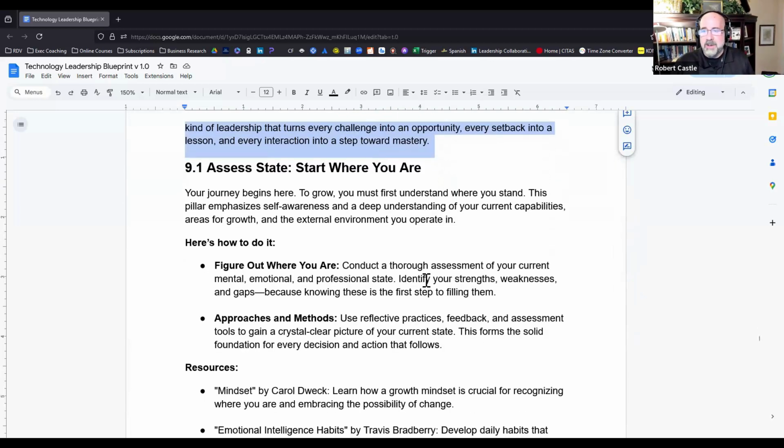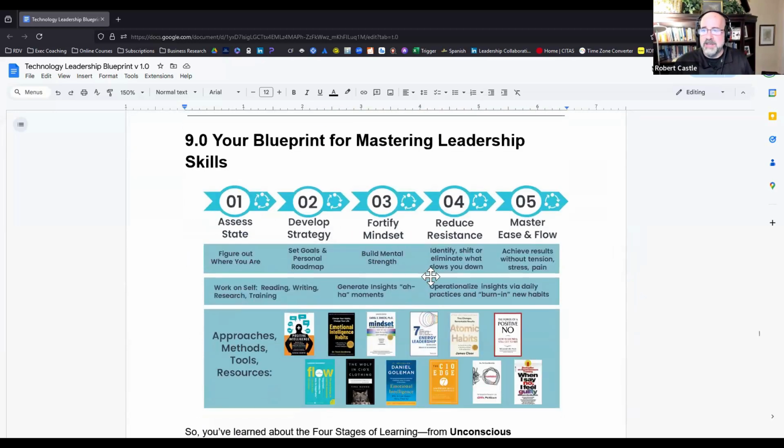So let's start with, and this is basically all covered in this blueprint, in this diagram. There's a 5-step process from assessing your state, which is figuring out where you are, to developing a strategy, setting goals and a personal roadmap for how you're going to get from where you are now to where you want to go.